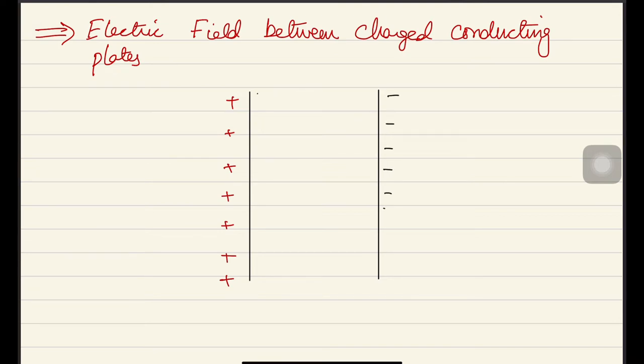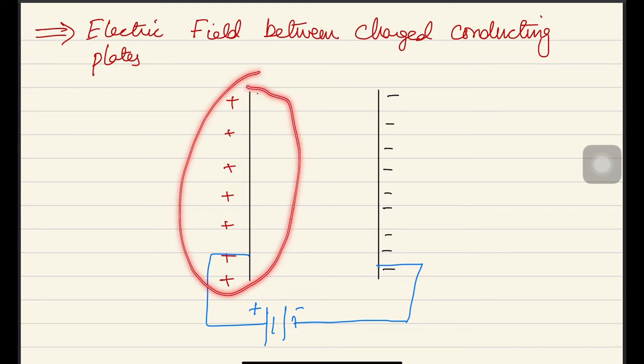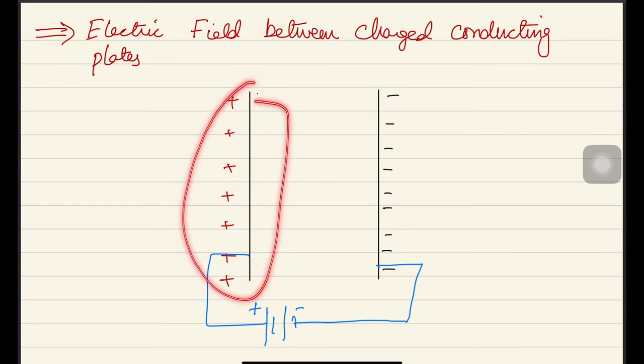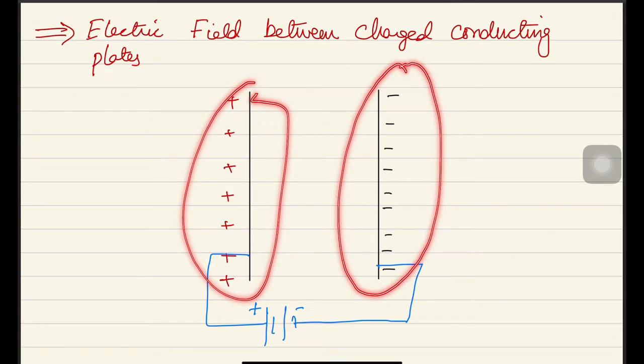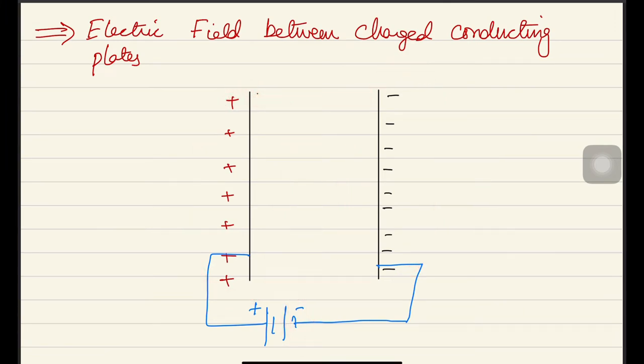Now the question is how that positive and negative charge will come onto this plate. We can explain it like this: this positive plate is connected to the positive terminal of the battery, and this negative plate is connected with the negative terminal of the battery. In every battery there are two terminals, positive terminal and the negative terminal. So this positive plate, since it is connected with the positive terminal of the battery, has a positive charge on it. And this plate, since it has been connected with the negative terminal of the battery, has a negative charge on it. Okay, so that's how these plates will become positive and negative charged.